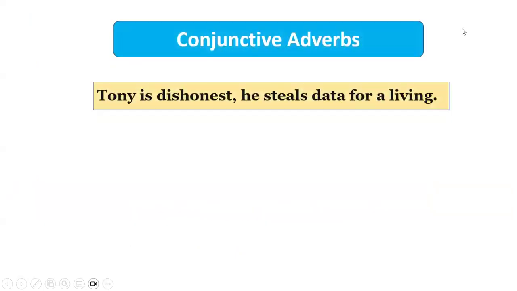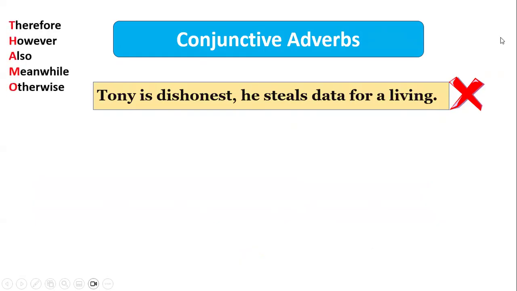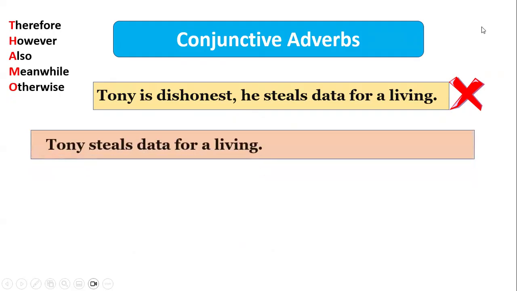Let us go back again, refer back to our examples from the beginning of the lesson. Tony is dishonest. He steals data for a living. This is a comma splice. I'm actually choosing to focus more on the comma splice because I feel it's more common, at least among my students. Okay. So if I want to fix this, think of our FANBOYS words, therefore, however, also, meanwhile, otherwise.